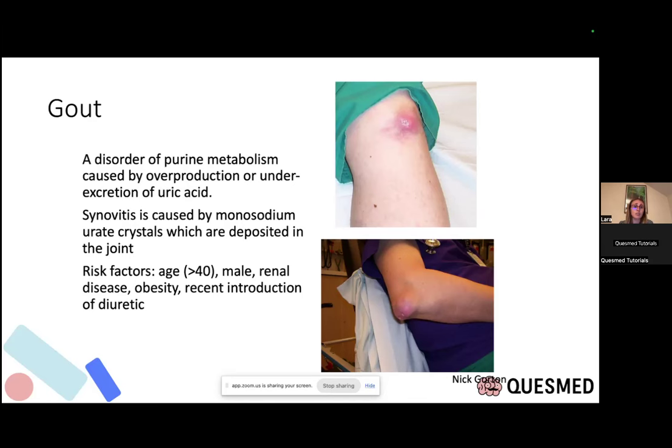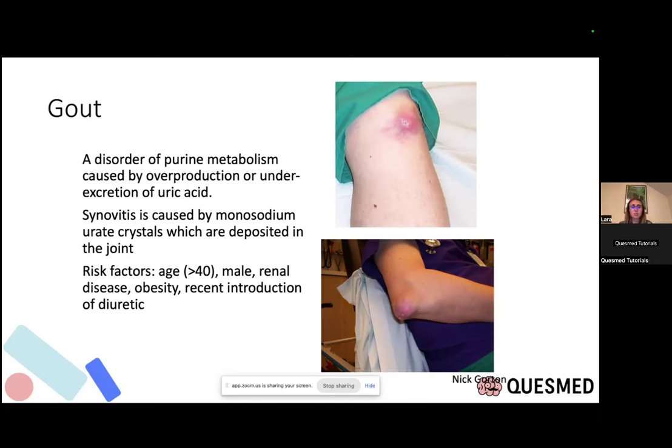Basically, you get a disorder of purine metabolism. So you either can't get rid of enough uric acid, so you've got CKD, or you're taking thiazides, or you've got overproduction, so you're eating lots of red meat, drinking lots of beer. The synovitis is because these craggy urate crystals deposit in the joint, and they really irritate the synovial covering.